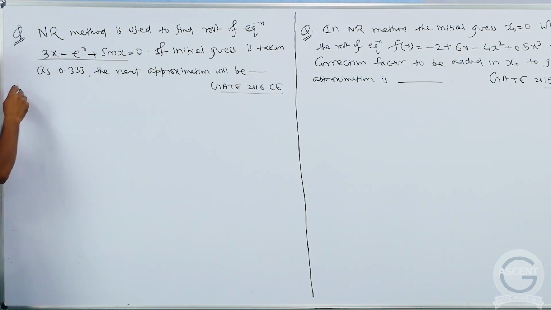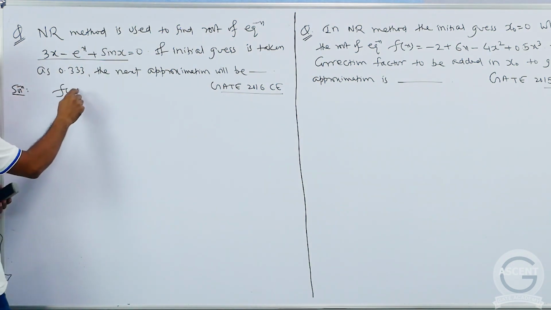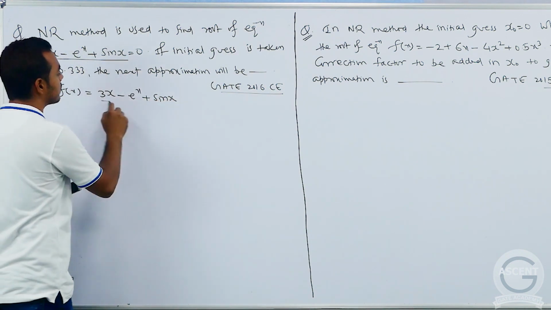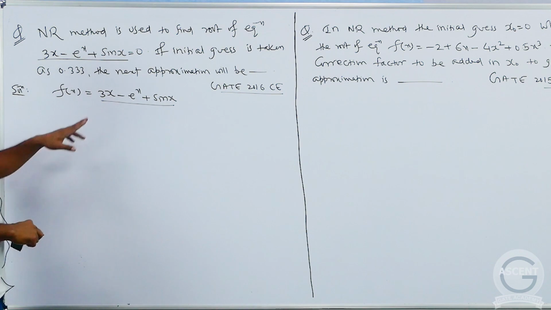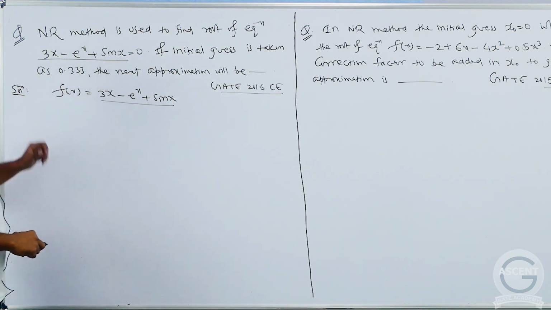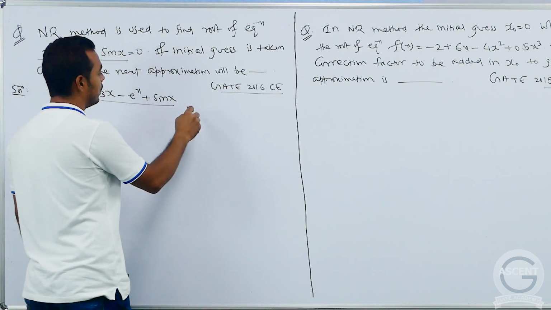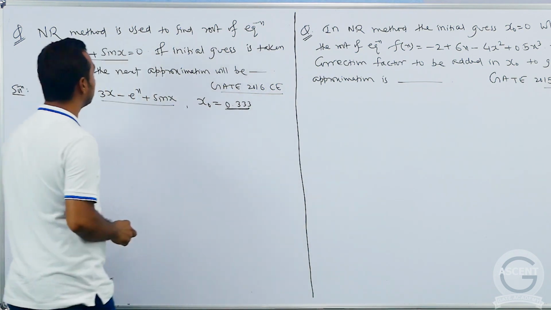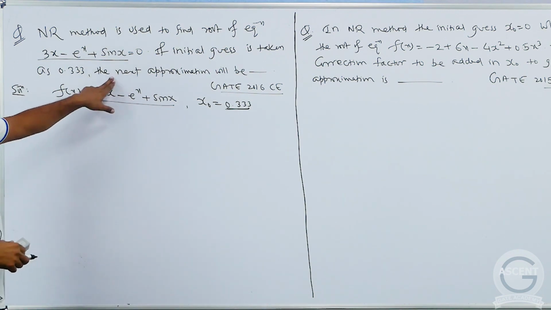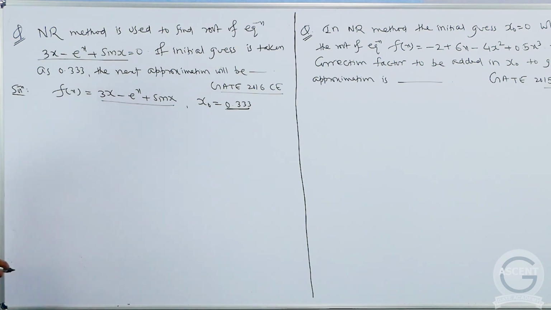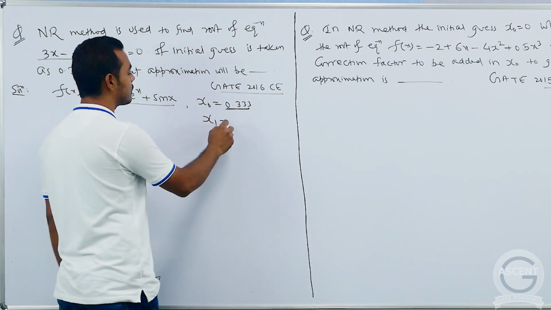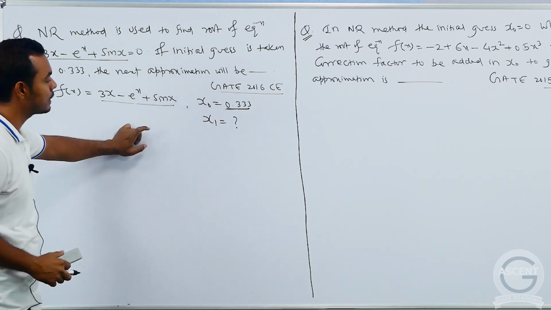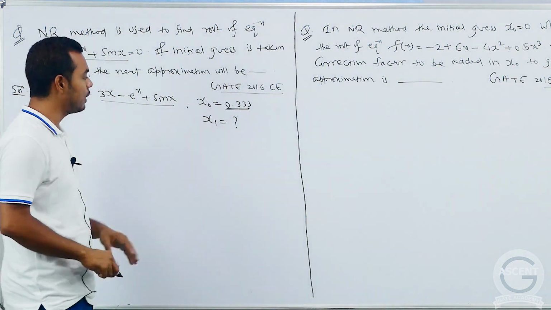So this means our f(x) here is 3x minus e to the power x plus sin x. This is f of x. If the initial guess taken is 0.333, initial guess x0 is 0.333. Now the question is the next approximation will be, so the problem basically is we have to find the value of this x1. The function f(x) is 3x minus e to the power x plus sin x, x0 is given, we have to calculate x1.